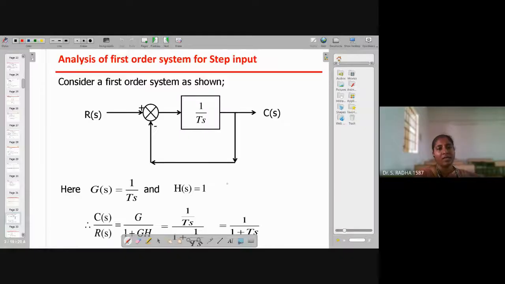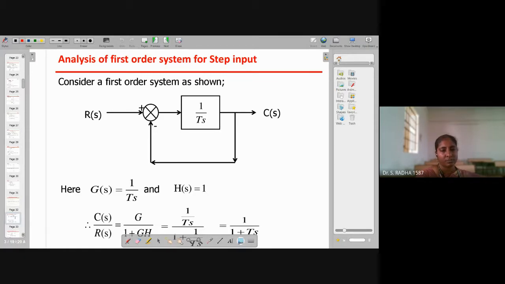With h equal to 1, negative feedback is present. The forward path is 1 by Ts and the feedback is h equal to 1, negative feedback. If you apply G by 1 plus GH, the closed loop transfer function will be 1 by 1 plus Ts. On simplification, it becomes 1 by 1 plus Ts.